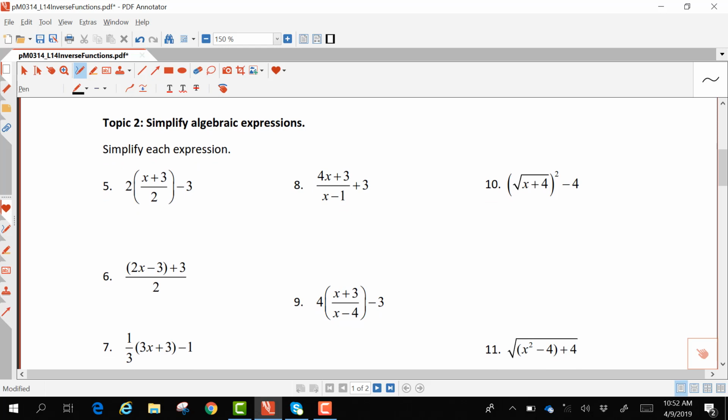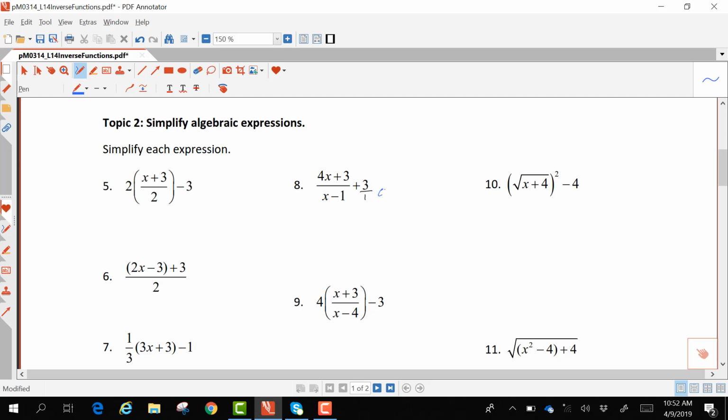The more difficult examples in topic 2 are really, in my opinion, number 8 and 9, where you're adding rationals or fractions in which you must have a common denominator. Number 8, you're adding 4x plus 3 over x minus 1 to just 3, or 3 over 1. We need the 3 to have the common denominator of x minus 1. I'm going to change pen color.